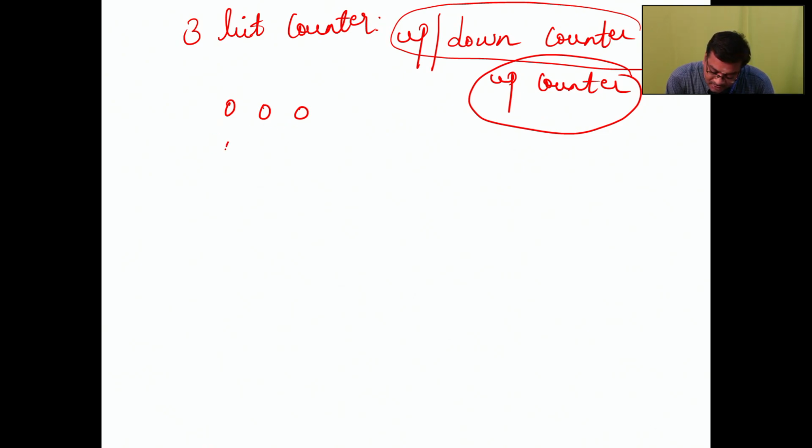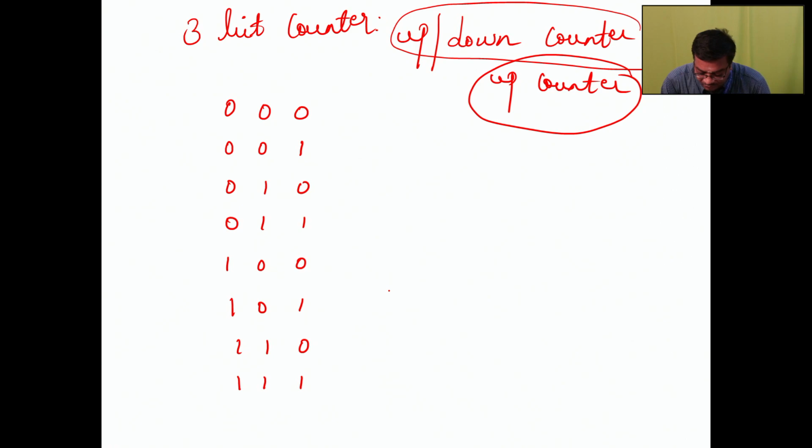So 3 bits: 0, 0, 0, 0, 0, 1, 0, 1, 0, 0, 1, 1. In a 3-bit instance, there are 8 possible combinations: 1, 0, 0, 1, 0, 1, 1, 1, 0, and the final one is 1, 1, 1. So these are all the things we are going to consider for determining everything.